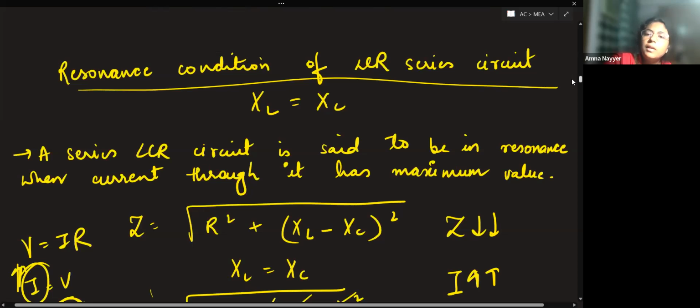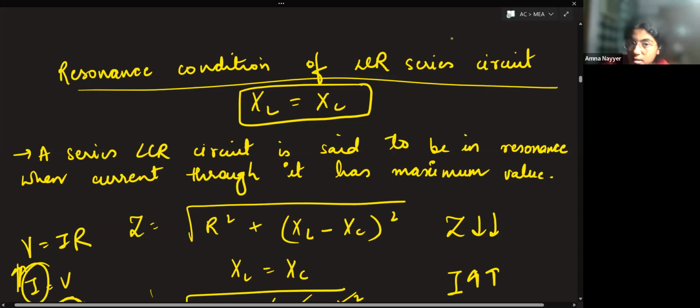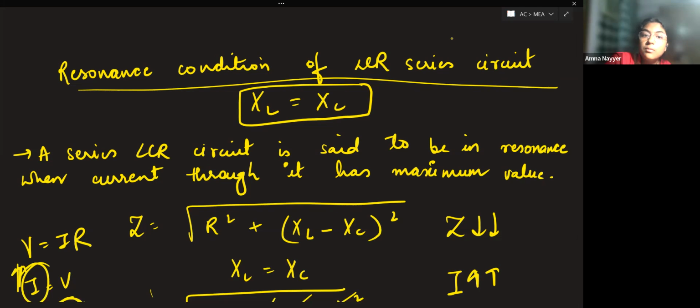So this is possible at which condition? If your inductive reactance is equal to capacitive reactance. So a series LCR circuit is said to be in resonance when the current through it has a maximum value. Even in your test and in your exams, if resonance condition is asked, mention this point clearly that current is maximum. In some other batches, I had taken a test on alternating current. Nobody has mentioned this point that current is maximum in case of resonance circuit.